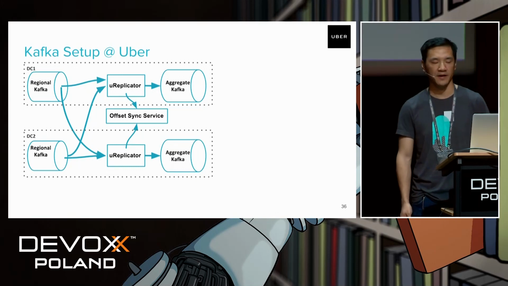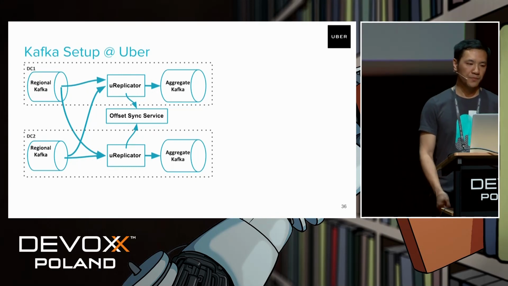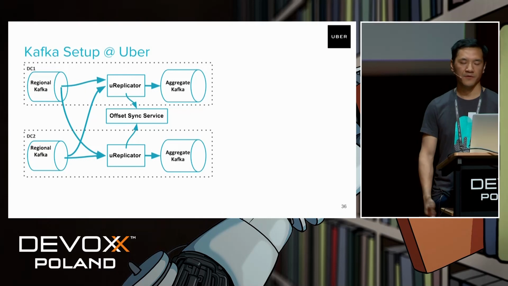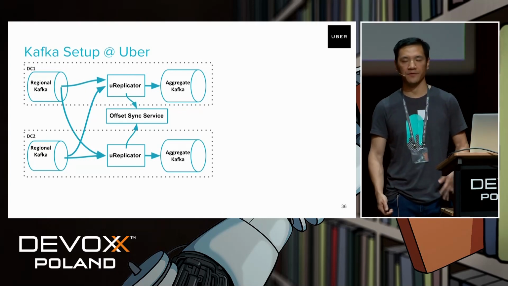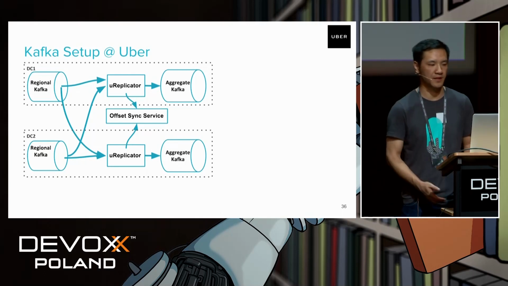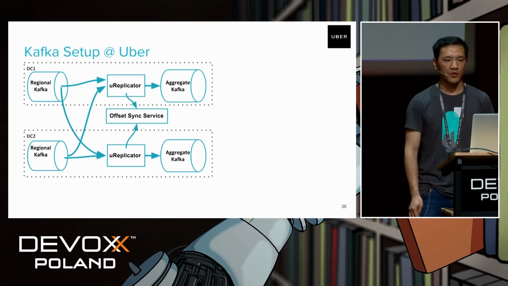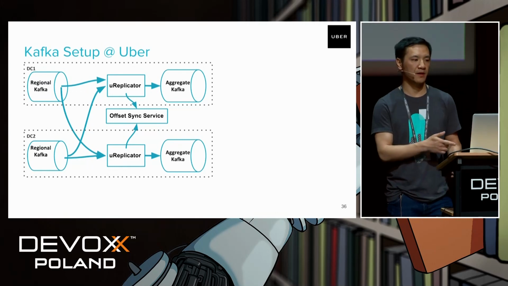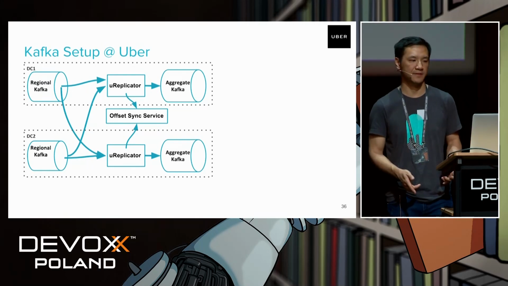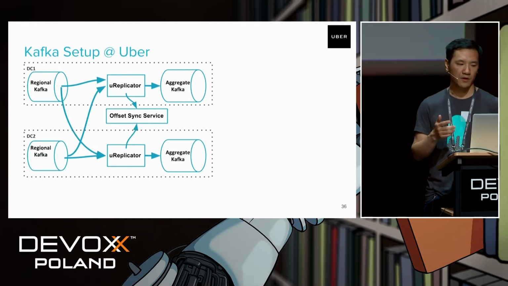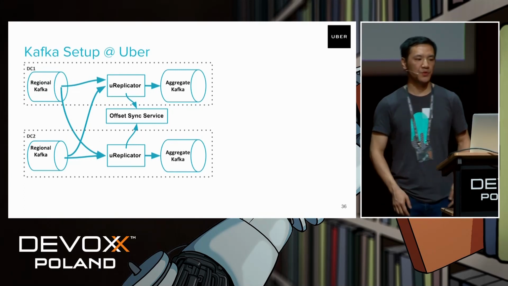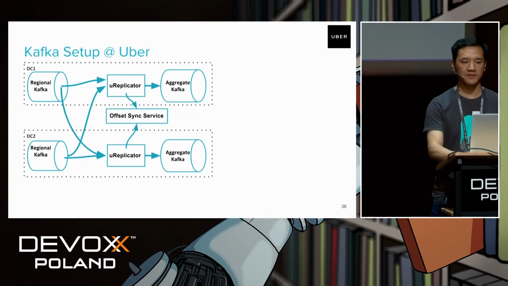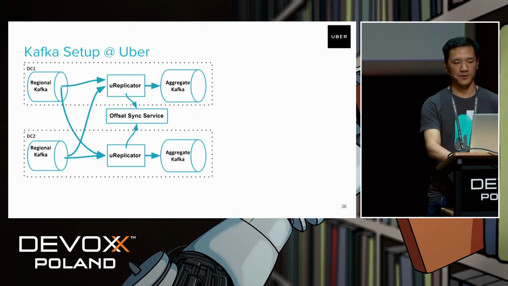I will include a link at the very end for uReplicator. Data from multiple data centers will be replicated to the aggregate Kafka cluster via uReplicator, so the aggregate Kafka cluster will have a global view, with all the data from different data centers. uReplicator is also responsible for producing the offset mapping between the regional Kafka cluster and the aggregate Kafka cluster, and it puts the offset mapping into our offset sync service, which is very useful for the failover support.